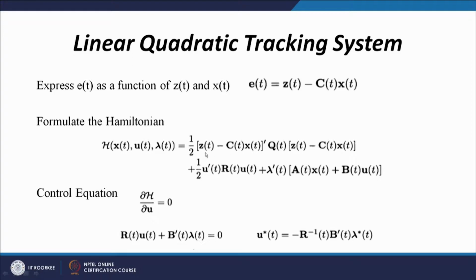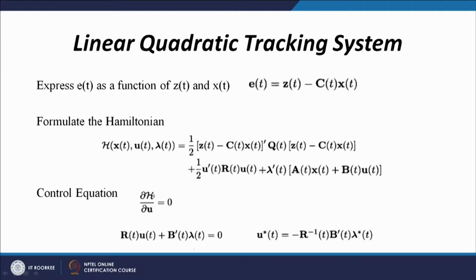T. So, this is Z T minus C T x T prime Q T Z T minus C T x T plus half of U prime R U as such plus lambda prime A T x T plus B T U T. So, this gives me the Hamiltonian, and with the help of the Hamiltonian I can write what is my control equation, what is my state equation, what is my co-state equation.